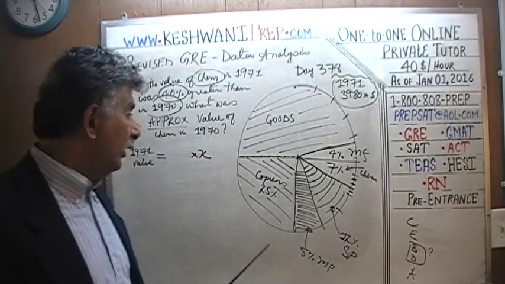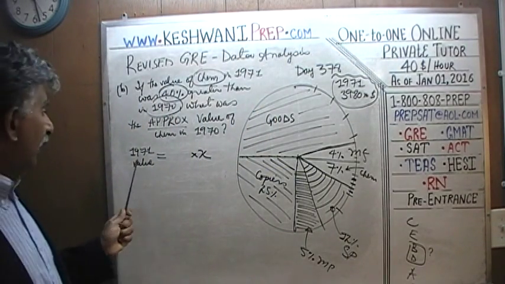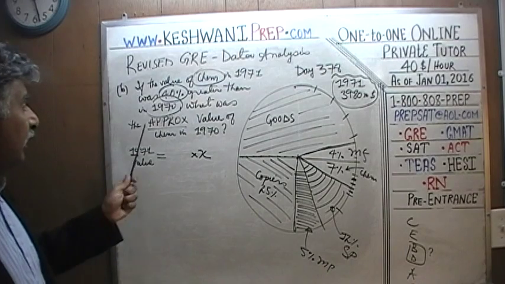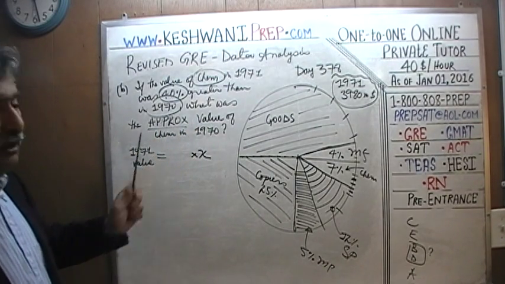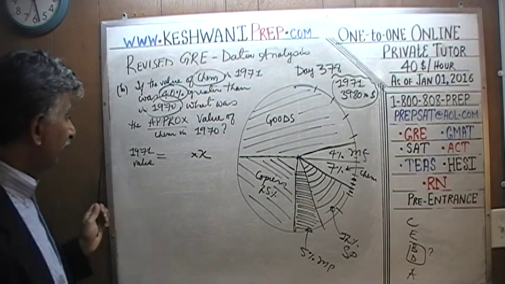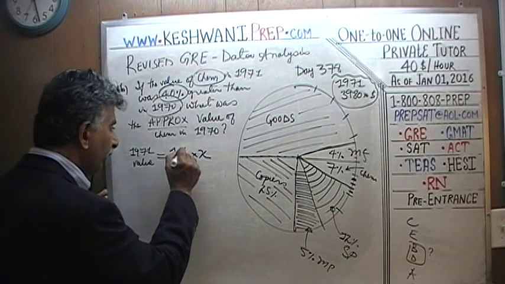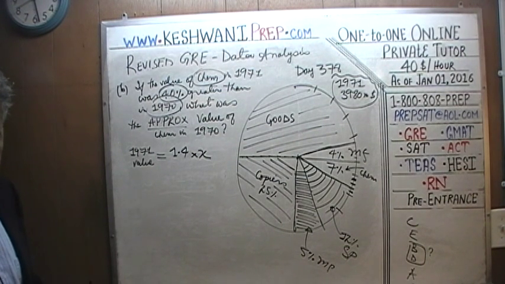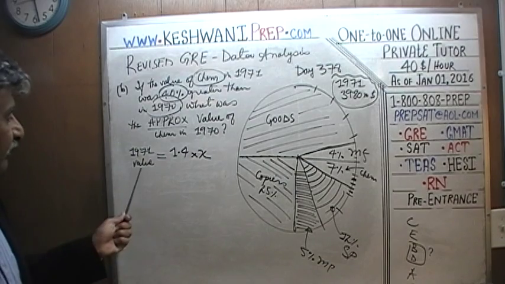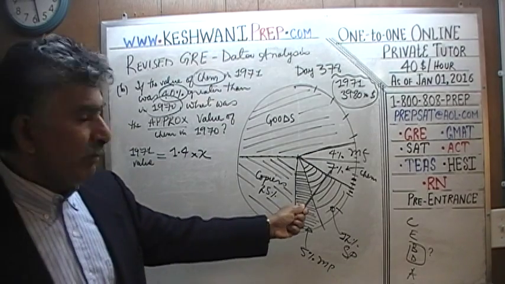And if you were to take 40% more than that, you will arrive at the 1971 figure, because we are told that the value of 1971 was 40% greater than 1970. So if this is X, 40% greater would be 1.4. Do you understand? 1971 value. And how much is the 1971 value? It's 7%.